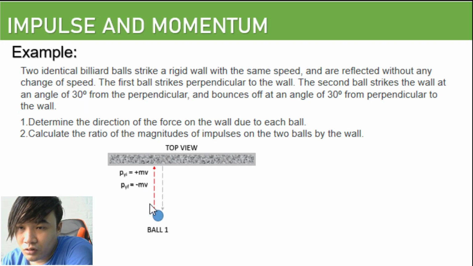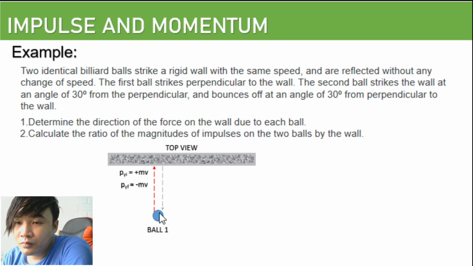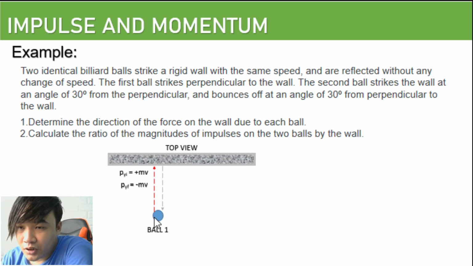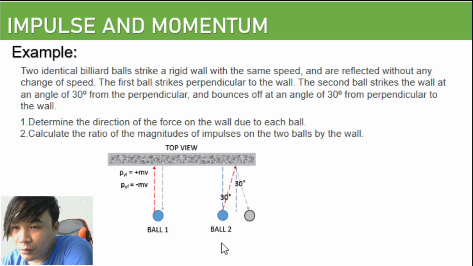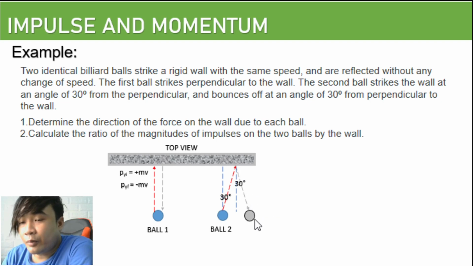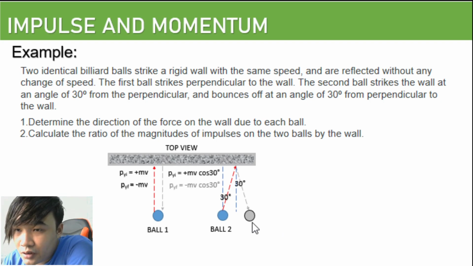So initial momentum positive, then nag-bounce back negative. Then si ball number 2, 30 degrees from the perpendicular, so ito. Tinamaan niya yung wall, then nag-bounce back 30 degrees from the perpendicular to the wall. Ayan. So yung direction niya, so ito.